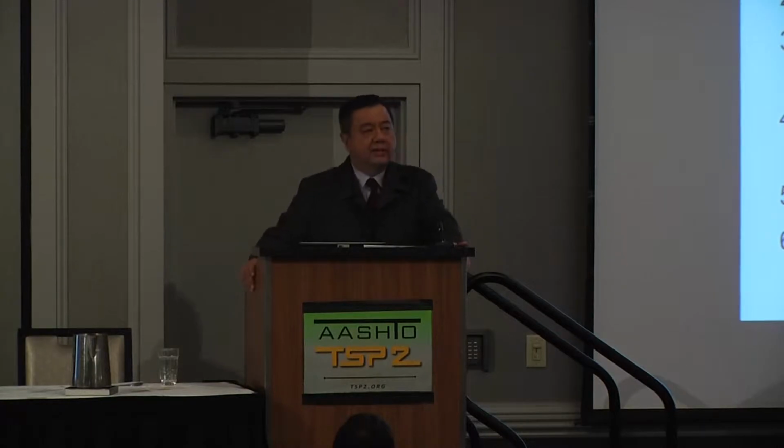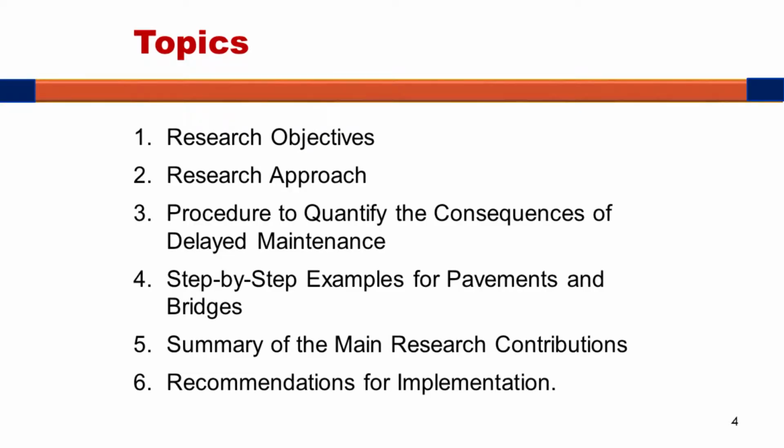So the topics that I'm going to cover: I already told you a little bit about the objectives, but I'm going to emphasize how we approached it because I think it's important. Then I'm going to go over the procedure. So what are those guidelines that I mentioned that can be applied to any type of asset to quantify? Because that's the key. If I ask, do you know about the consequence of delayed maintenance, you may say, yeah, there's going to be this and that, but how do you quantify it? What tools can you use? That's probably a bit more difficult to answer.